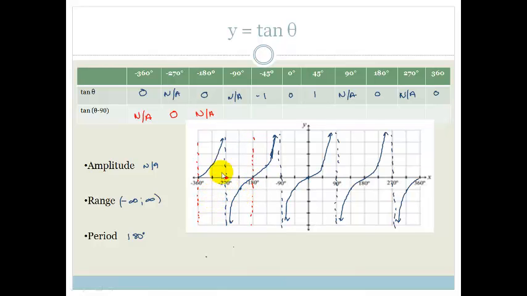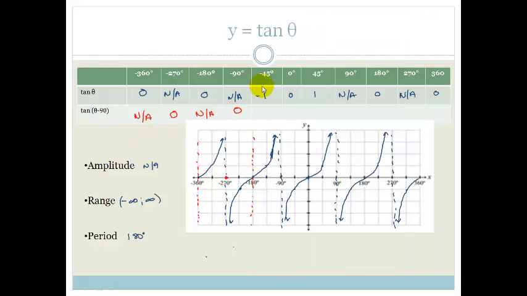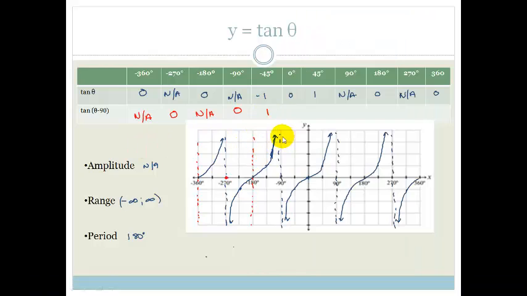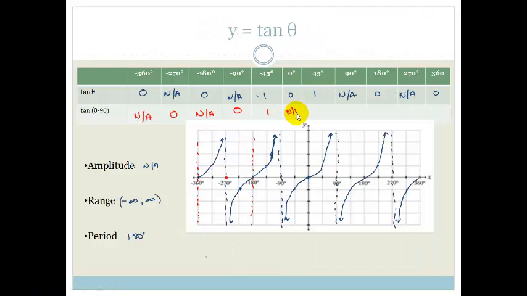There's a 0. Okay, let's go to minus 90. So again, exit, clear, go tan of bracket minus 90, close bracket, equals 0. Now this should probably help us see what's going on. Let's look at minus 45. So tan of bracket minus 45 minus 90, close bracket, equals 1. So this now is 1. Then we've got tan of bracket 0 minus 90, close bracket, equals asymptote. So this is an asymptote.